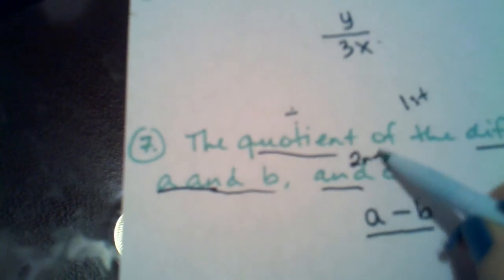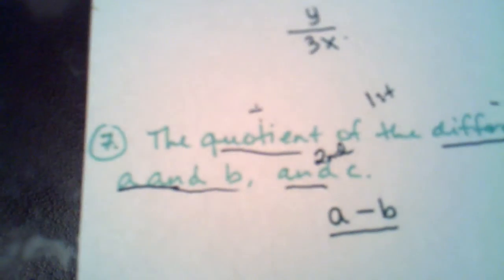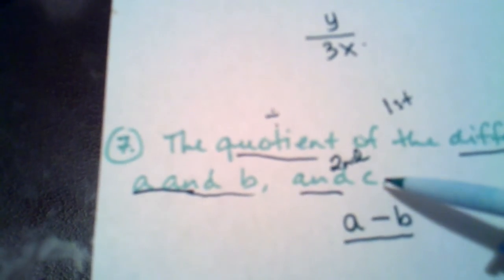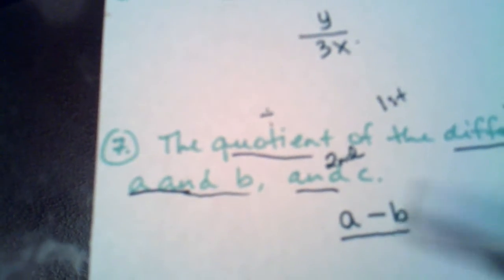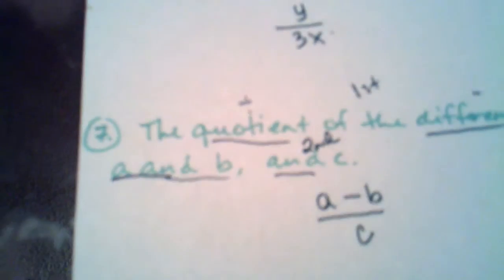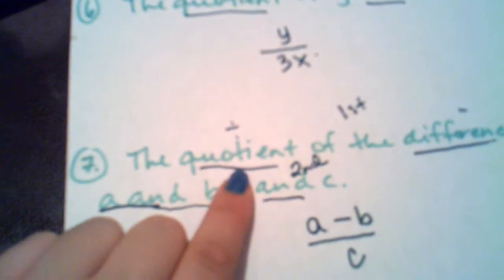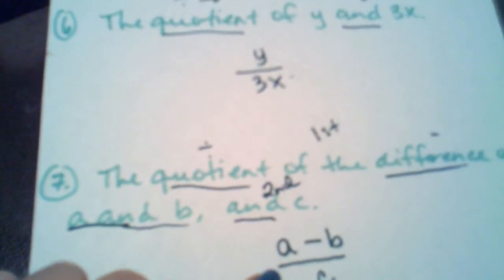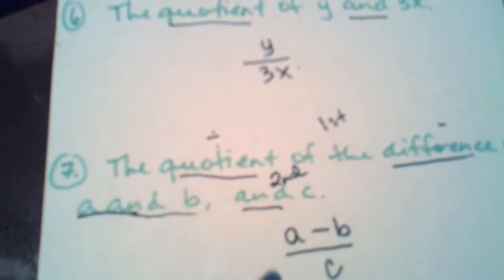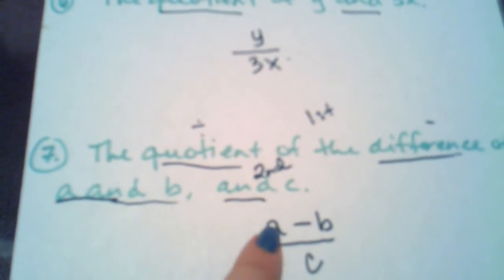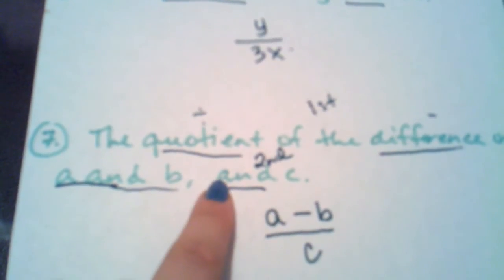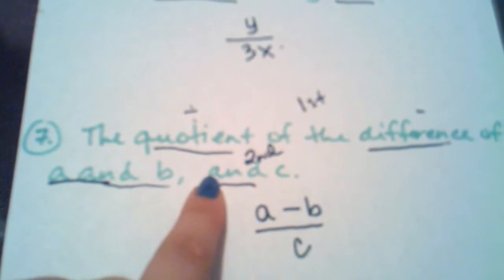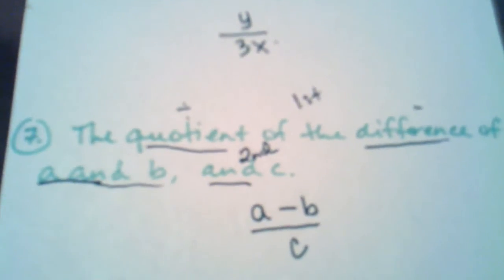The word and, meaning that this is our second item, that C is going to be our second item of the quotient, which means that C is going to be our denominator. So I'm going to put C in our denominator. So again, it says the quotient meaning that we have the fraction bar here, of the difference meaning that we are going to subtract A and B, so we see that right here, and and meaning that's our denominator, our second part of the expression, is c. So c is in the denominator.